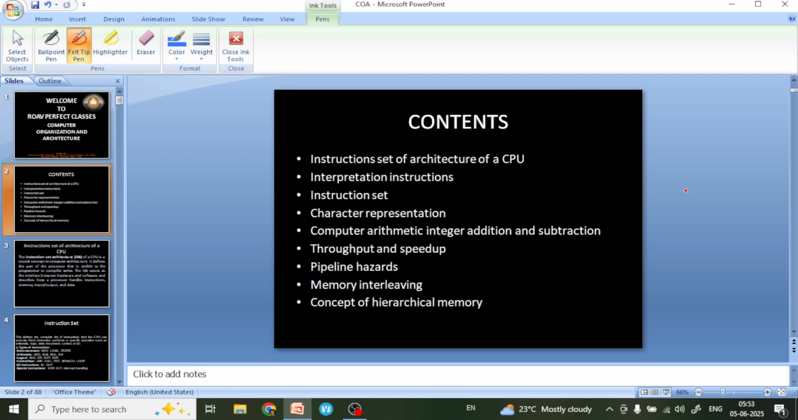Some important concepts. First is instruction set architecture of a CPU. Second, interpretation of instructions, instruction set. Then character representation, computer arithmetic, integer addition and subtraction, throughput and speedup. Pipeline hazards, memory interleaving and the concept of hierarchical memory. And I will also discuss some other concepts after that.